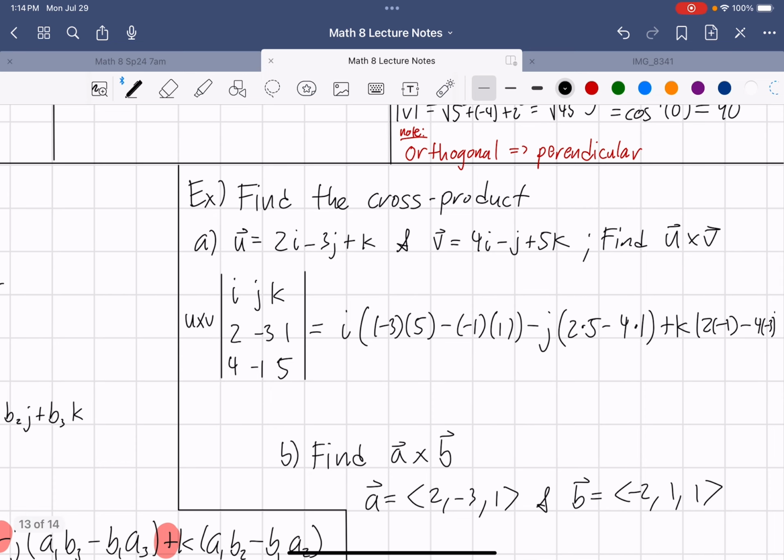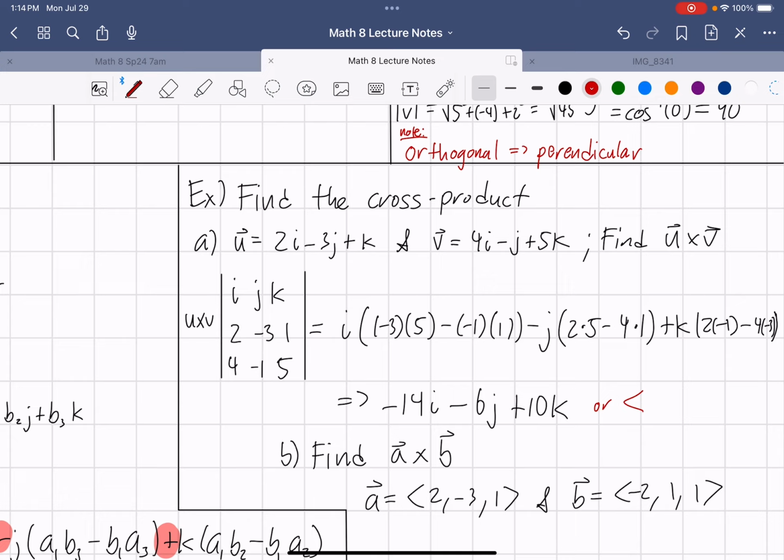Almost running out of room here. I squeezed it in there at the end. And this, for the sake of time, is going to simplify to negative 14i. And then you can pause the video and do these multiplications if you like. And then it's going to be minus 6j plus 10k.